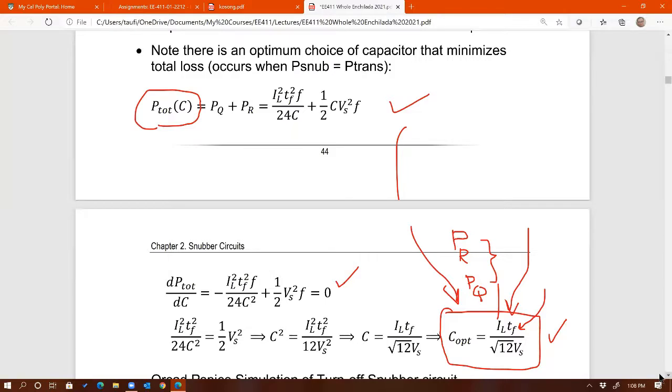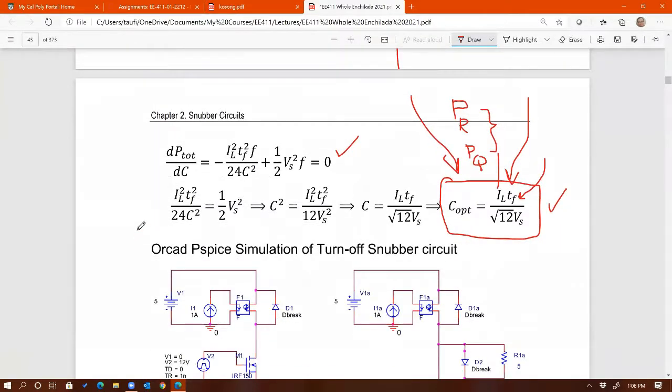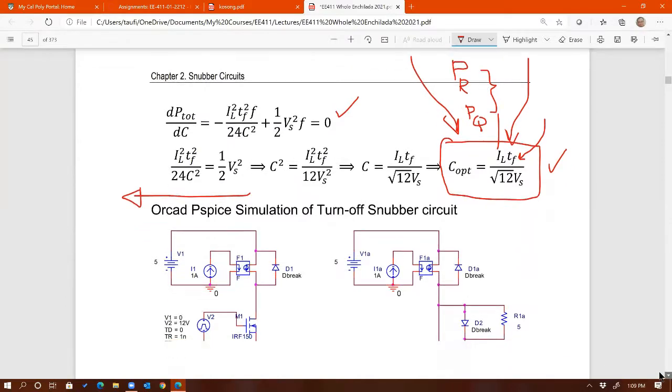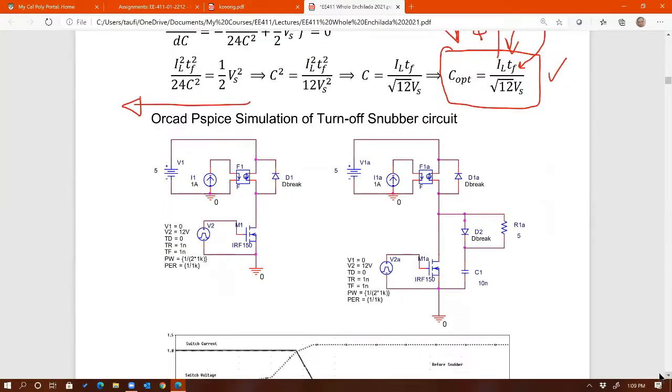Okay, that's a good idea. I think I should add it here, just to prove it. I'll add a small proof right here after this equation, to prove that at this capacitor value, PR will be equal to PQ. That'll be good to have, so I'm going to add that tonight. All right, thank you. That's a good idea. Any other questions?